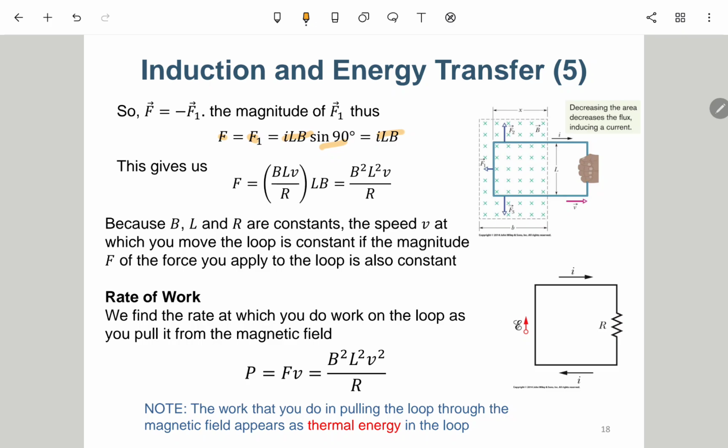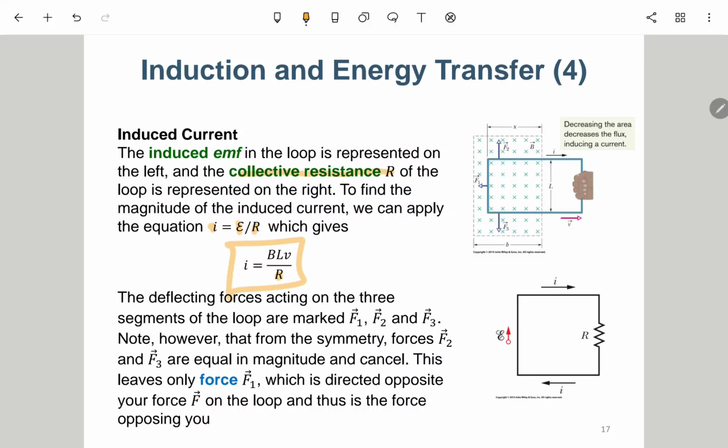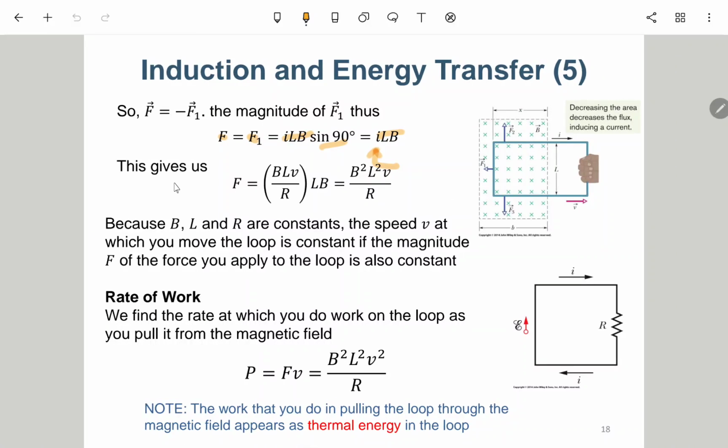From the previous page, we already have I, which has this expression. So we plug I in here: BLV over R times LB. Finally we have B squared L squared times V over R. And finally, power will be F times V, so finally B squared L squared V squared over R will be the rate of work, or the power.